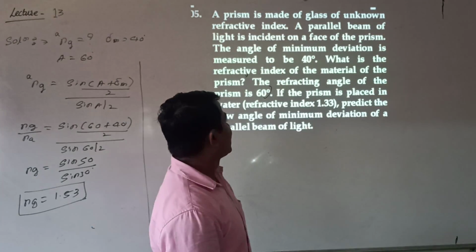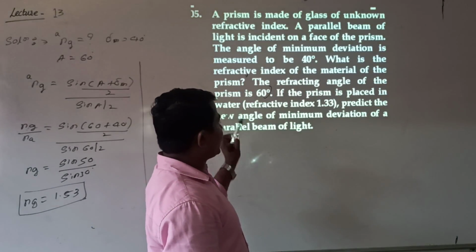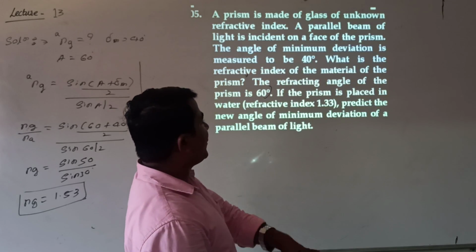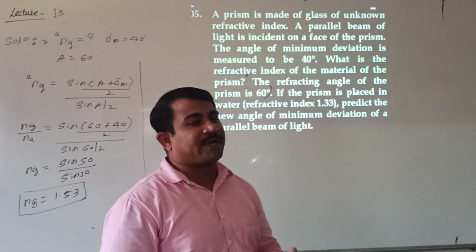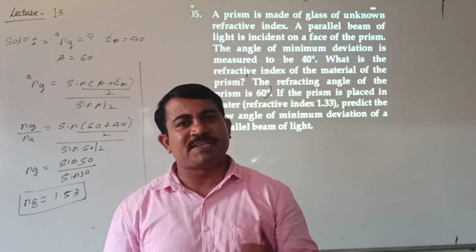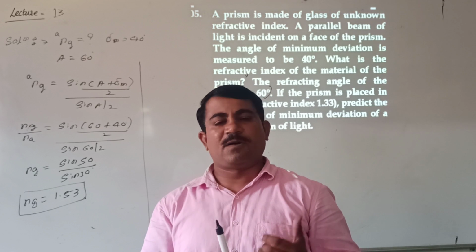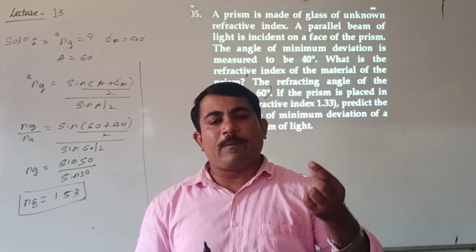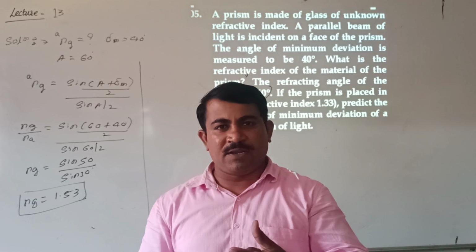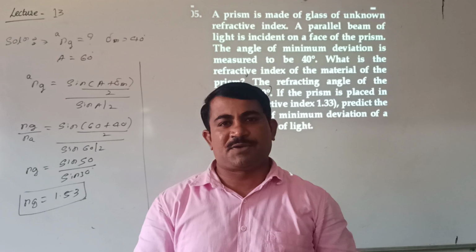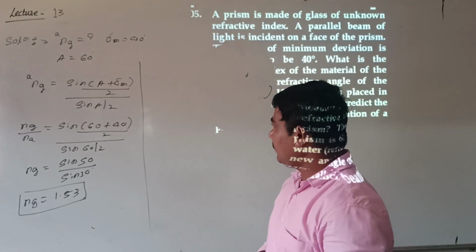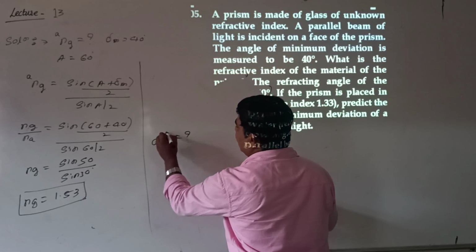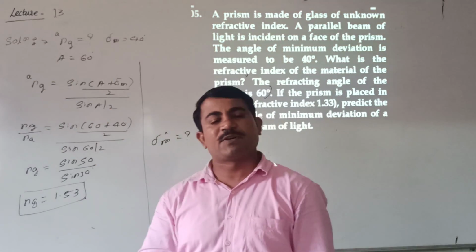Very simple. See here. The prism is placed in water of refractive index 1.33. Predict the new angle of minimum deviation for a parallel beam of light. Now this prism is placed in water, and water has refractive index 1.33. For refractive index 1.33, what is the new angle of minimum deviation? I need the new angle of minimum deviation if the same prism is placed in water, for the same angle of prism.